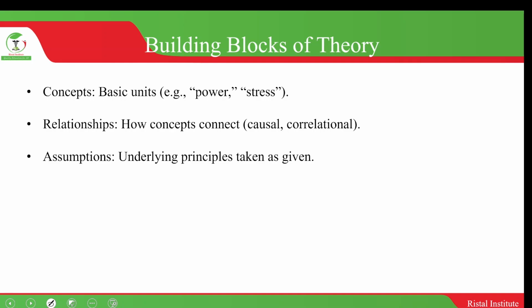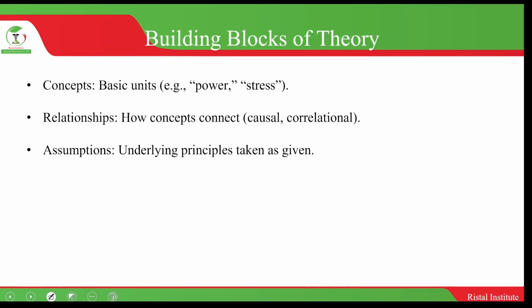And then the last one is the assumptions. For these things to happen, the situation should be like this. That is the assumption. Okay, so an assumption is about, for this relationship to happen, under what situation, what is the underlying principle for this relationship that you're talking about?